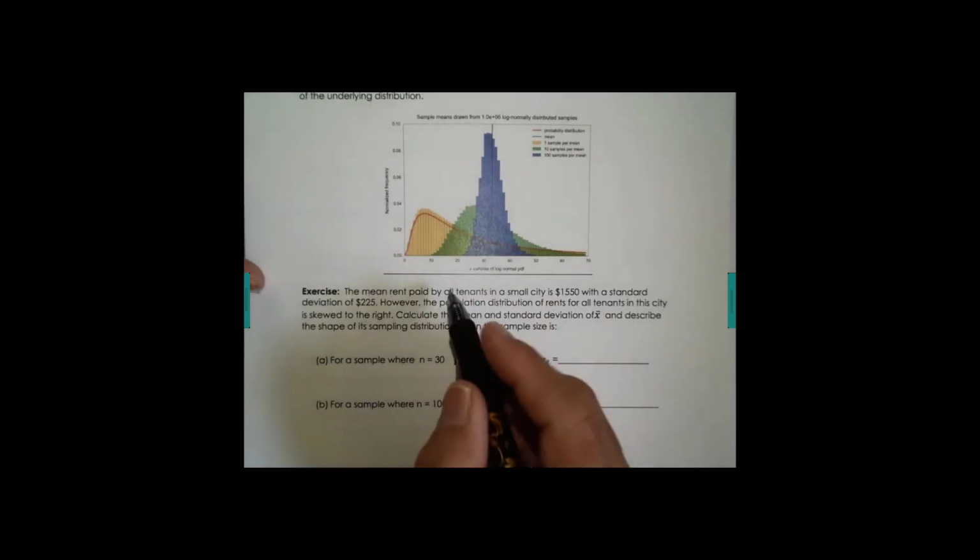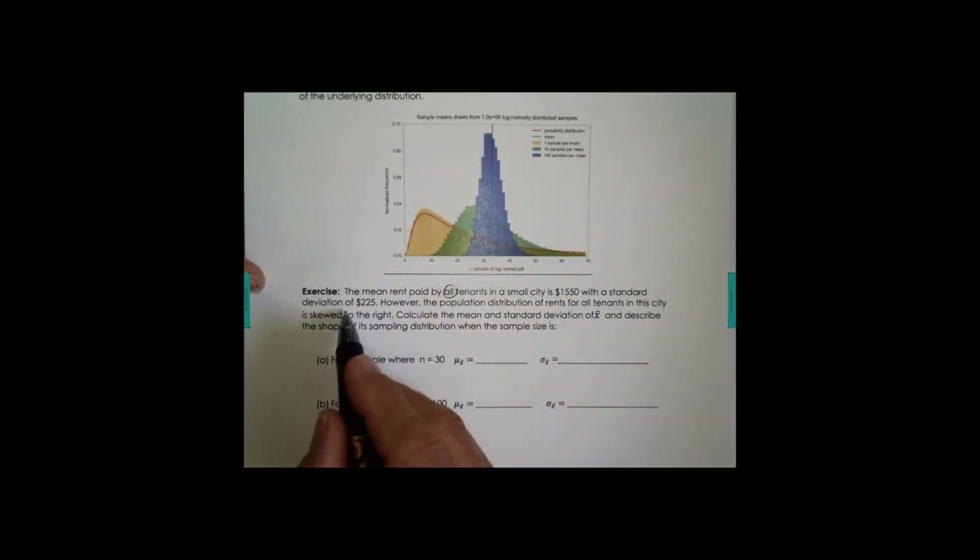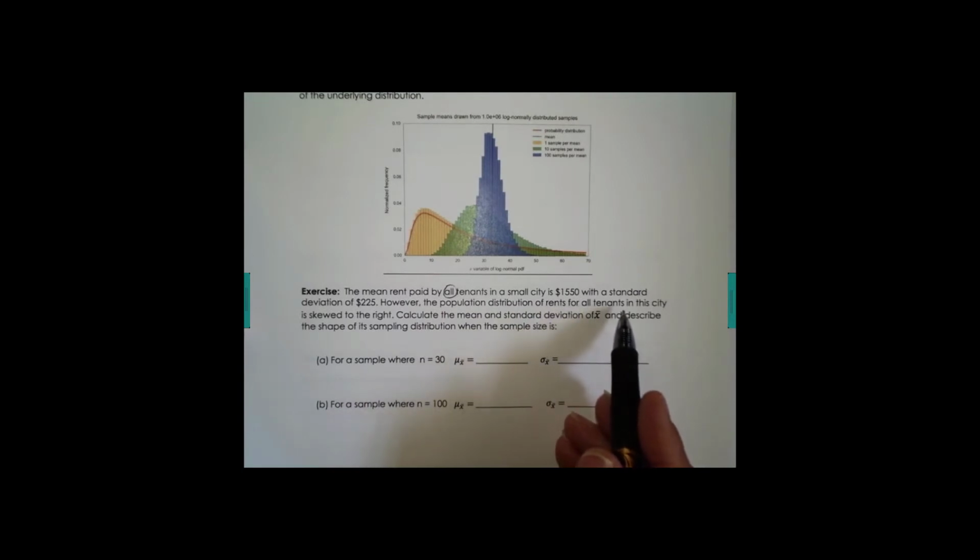So just to reiterate what I've just said with an actual practical exercise, let's look at the bottom of page 4. It says the mean rent paid by all tenants in a small city is $15.50. There's a standard deviation of $2.25. Now that said the word all, didn't it? Which meant that this is a population mean, population standard deviation I'm dealing with. However, this population distribution of rents for all the tenants is skewed to the right. So I don't have a normalized data set. I've got a skewed data set, a skewed population.